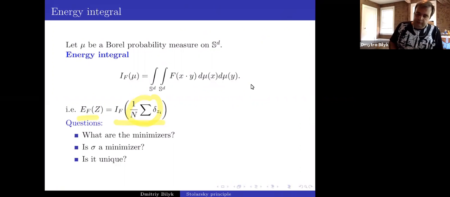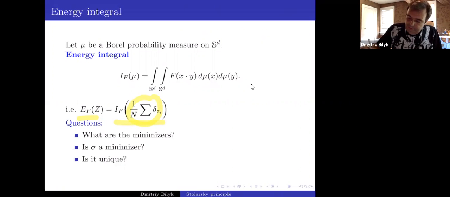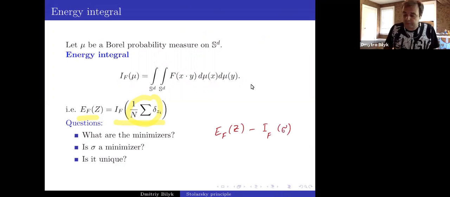Okay. All right, and again, a natural question for the energy integrals is: what are the minimizers? When you're on the sphere, there is a natural candidate for minimizer. You can ask if sigma, the uniform surface measure, is a minimizer, and you can ask whether it's unique. And also, it's natural to look at the differences between the discrete energies and the energy integrals, for example, with sigma. So basically that would somehow tell you how well Z approximates the uniform measure sigma. So hopefully, at least philosophically, that may lead to some sort of uniform distribution.